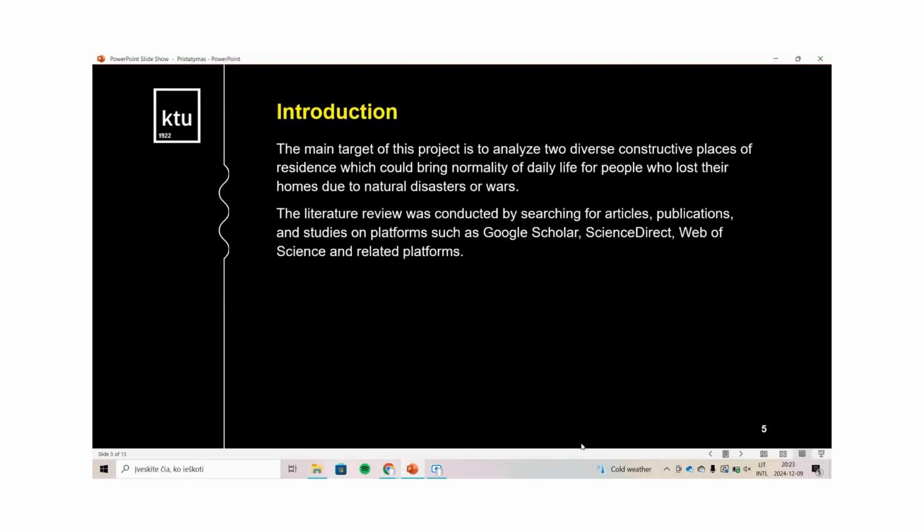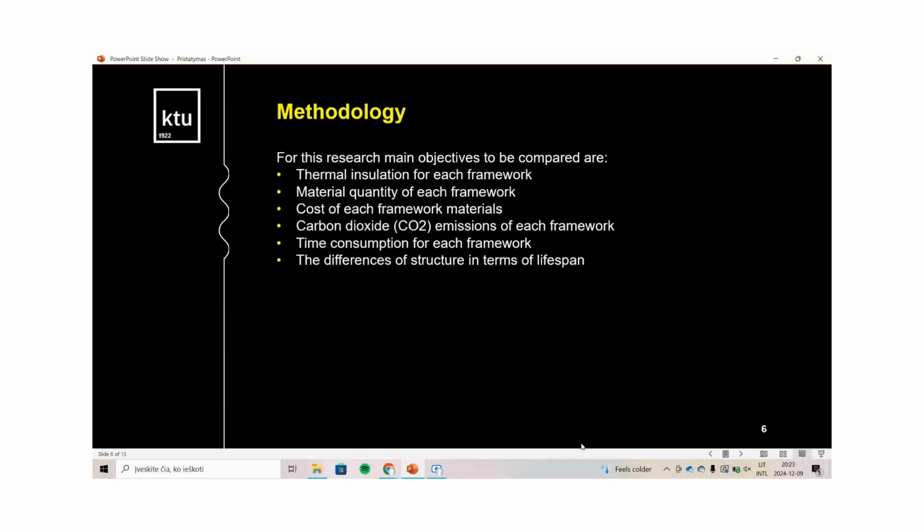The main target of this project is to analyze two diverse constructive places of residence which could bring normality of daily life for people who lost their homes due to natural disasters or wars. The literature review was conducted by searching for articles, publications, and studies on platforms such as Google Scholar, Science Direct, Web of Science, and related platforms.